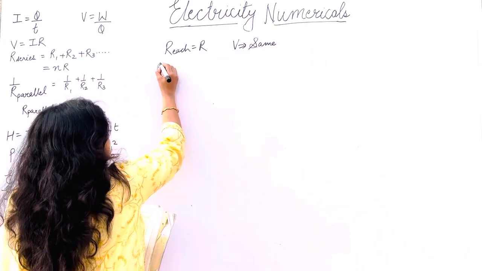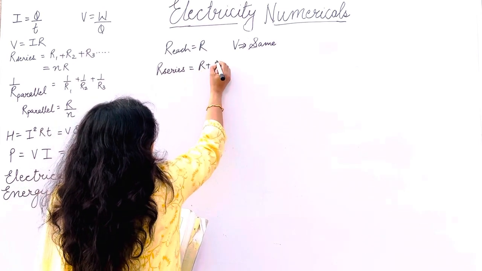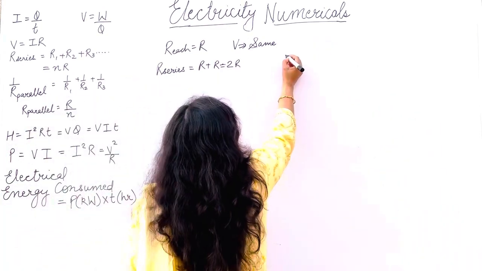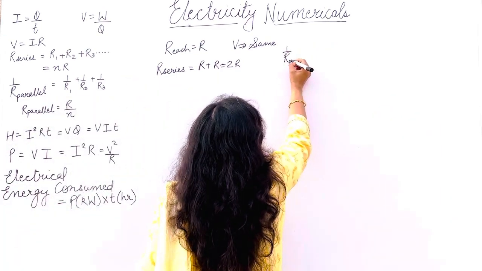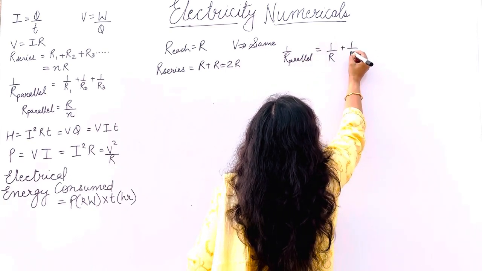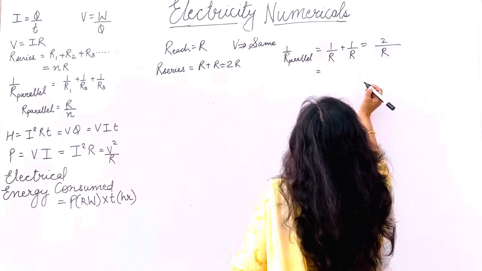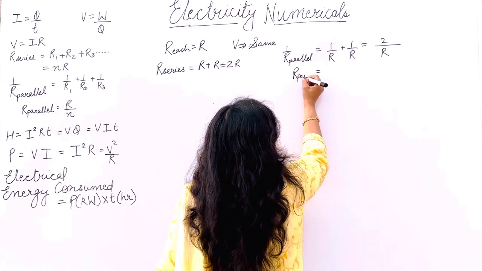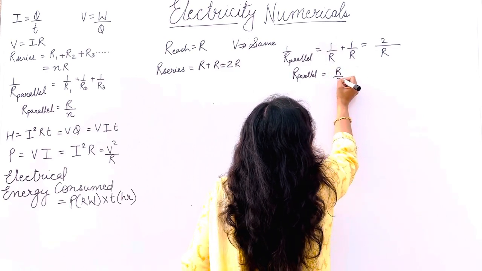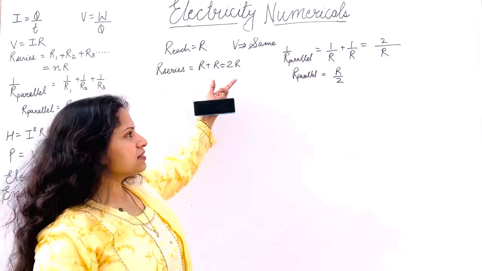When they are connected in series, the total resistance of the series combination will be R plus R, that is 2R. Then they are connected in parallel. So 1 upon R of parallel is equal to 1 upon R1 plus 1 upon R2, that is equal to 2 upon R. Just reciprocate that, so R in parallel is equal to R by 2. Okay, so we have the resistance in series and the resistance in parallel.